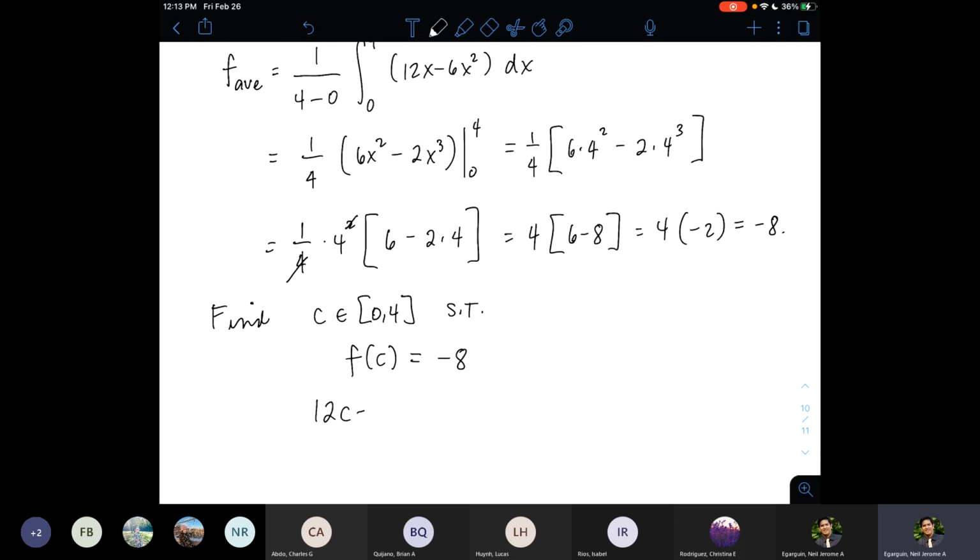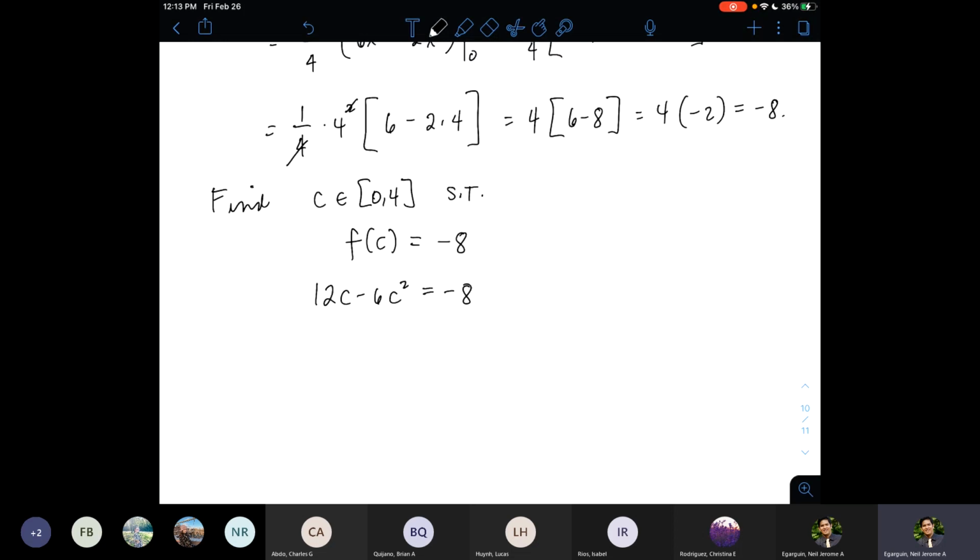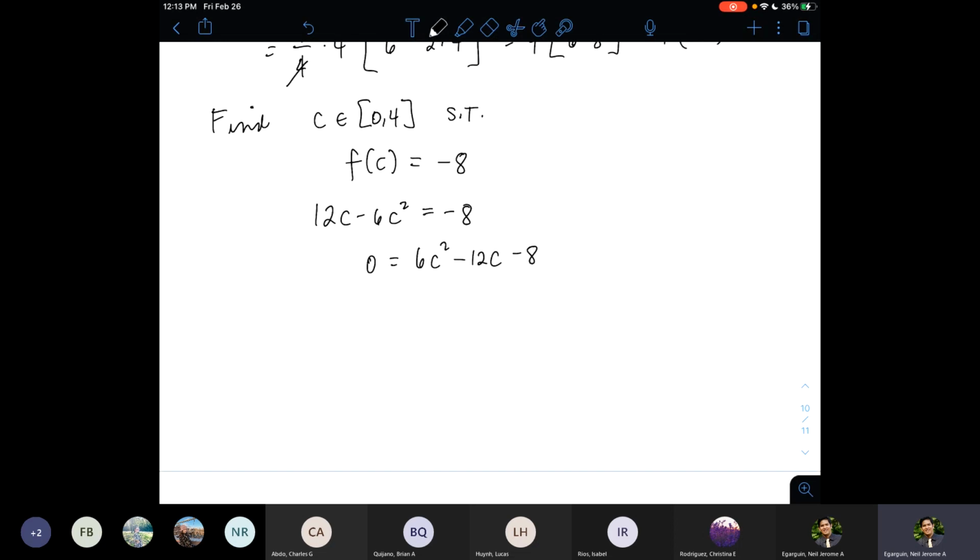So we'll have 12c minus 6c squared. That's the function f, plug in c, equals -8. And then I'll just rewrite it as 0 equals 6c squared minus 12c minus 8, right? And then I can divide both sides by 2 just to make the number smaller. So I'll have 0 equals 3c squared minus 6c minus 4. All good so far? Again, guys, I'm warning you, check my arithmetic. I might be making silly mistakes here.